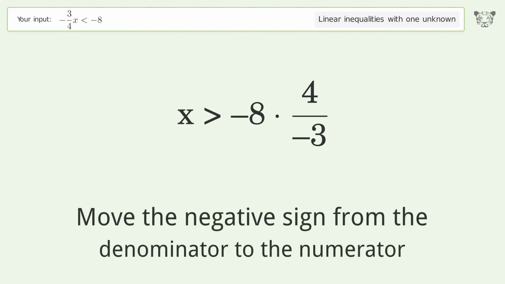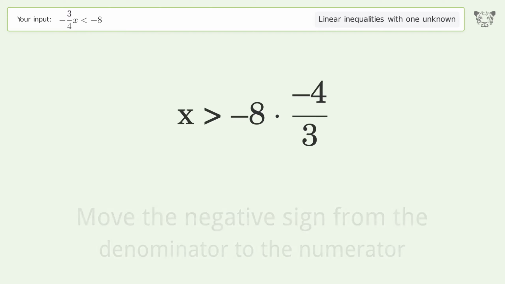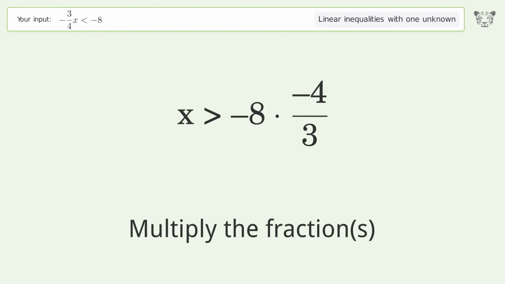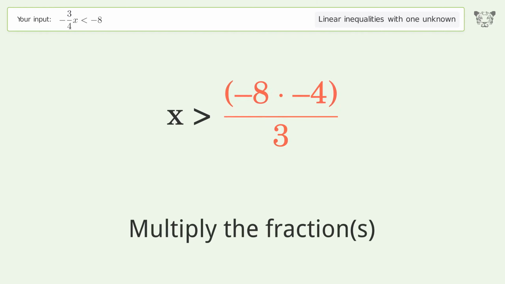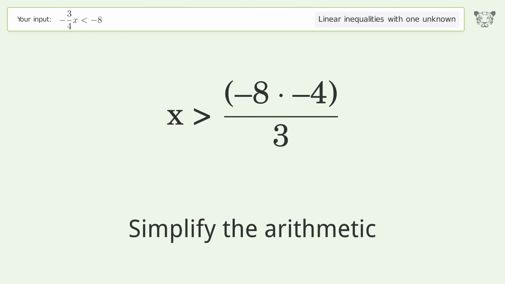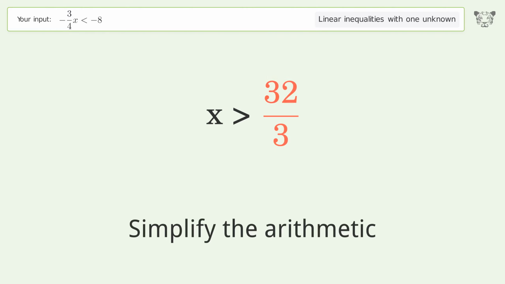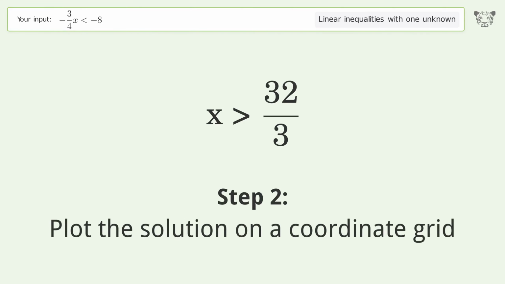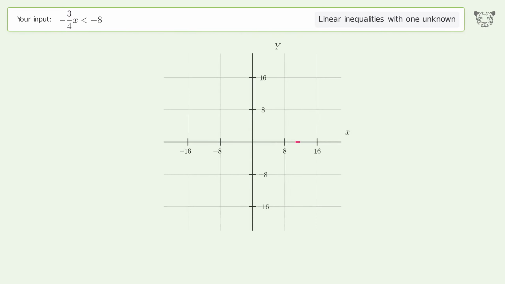Move the negative sign from the denominator to the numerator. Multiply the fractions. Simplify the arithmetic. Plot the solution on a coordinate grid. And so the final result is x greater than 32 over 3 greater than 102 over 3.